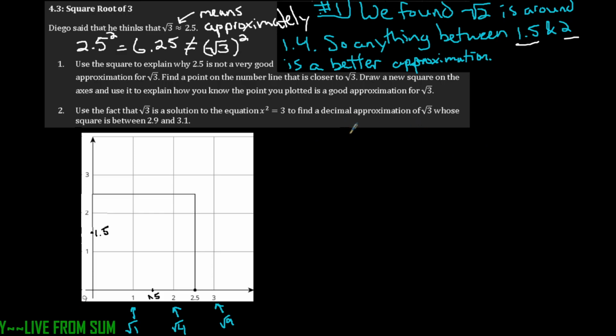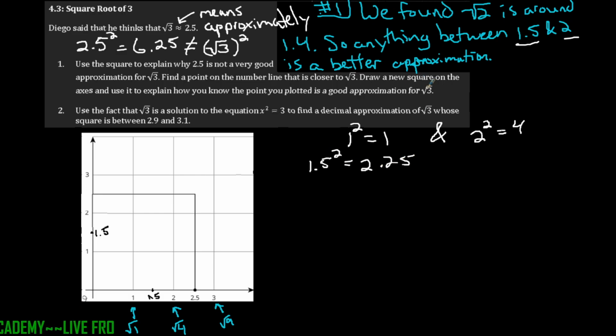So we know that 1 squared is equal to 1, and we know that 2 squared is equal to 4. When you approximate, you want to make sure you're using some baselines that you know. So I know these two facts, and I'm going to go in between 1 and 2. What's 1.5 squared? 1.5 squared is 2.25. Our goal is 3, so we're trying to get 3.